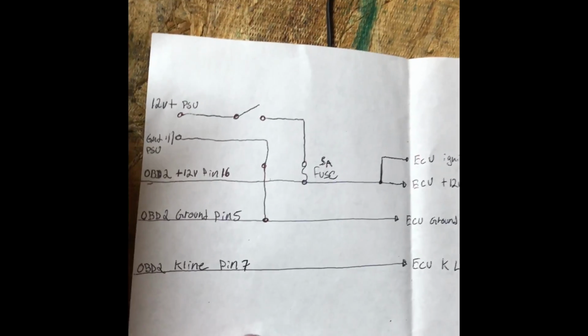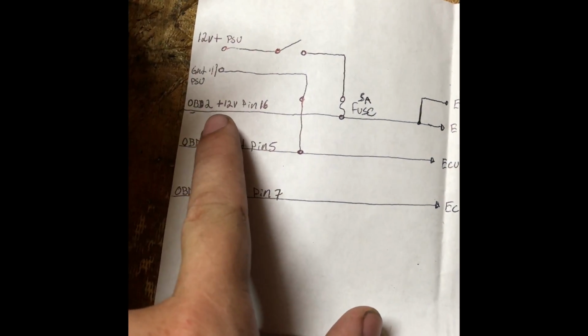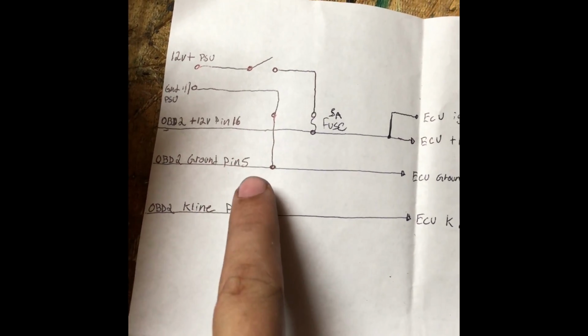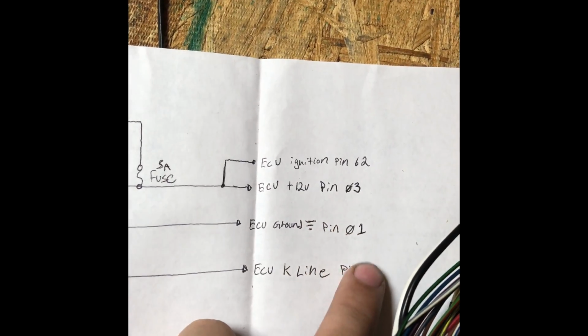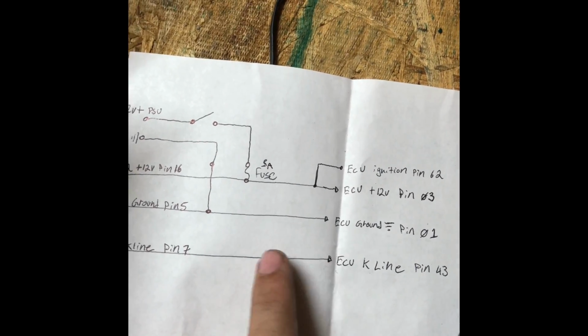But it's pretty much just three wires. You got your three pins from the OBD2 port, pin 16, 5, and 7, and then pin 3, 1, and 43, and then pin 62 on the ECU side. But you just wire the connectors together, pretty much.